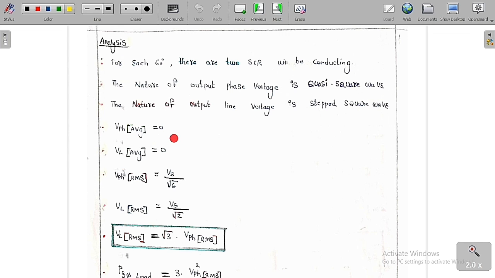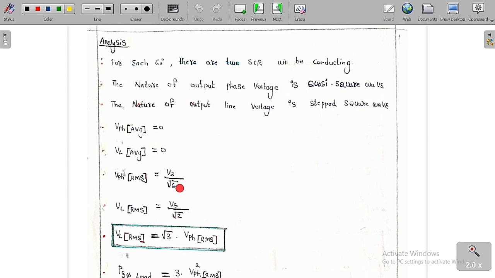And see, the positive area is equal to the negative area for both the line voltage and the phase voltage, so the average value of the phase voltage is equal to 0 and the average value of the line voltage is equal to 0. Suppose you want to find the RMS value of the phase voltage. If you figure it out from the graph itself, finally we are going to get Vs by root 6.